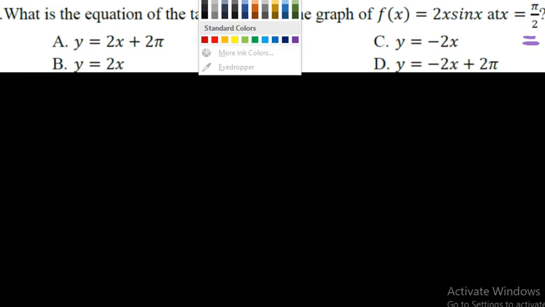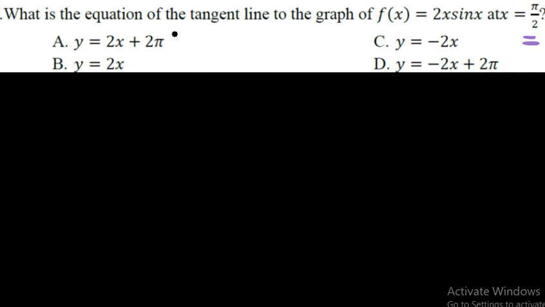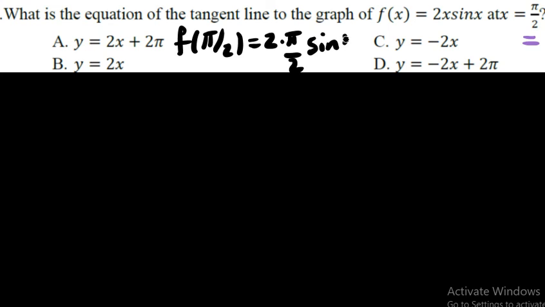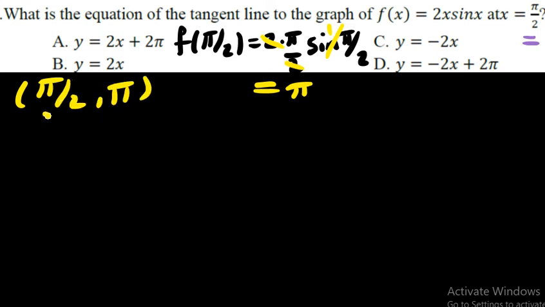Therefore, to get f of a, f of pi over 2, we have to get it first. F of pi over 2 means 2 times pi over 2 times sine of pi over 2, because the function is 2x sine x. But sine pi over 2 is 1, because it's 90 degrees. So here 2 cancels by 2, so f of pi over 2 will be just pi. So the point pi over 2 comma pi is the same as a comma f of a, like I said before.